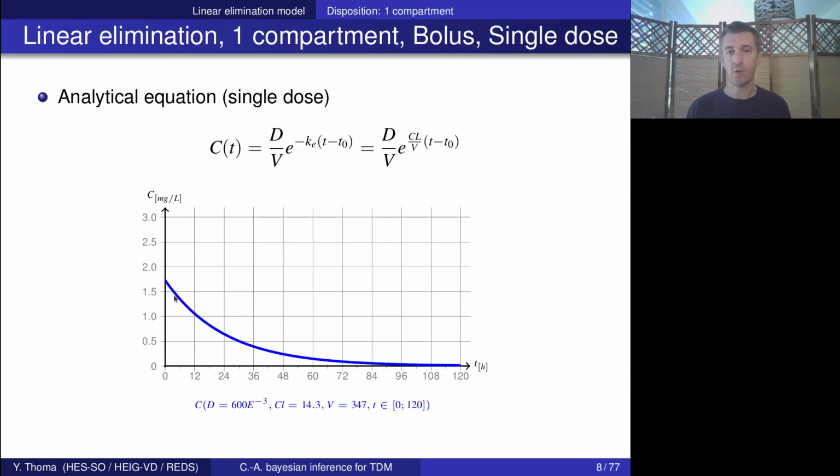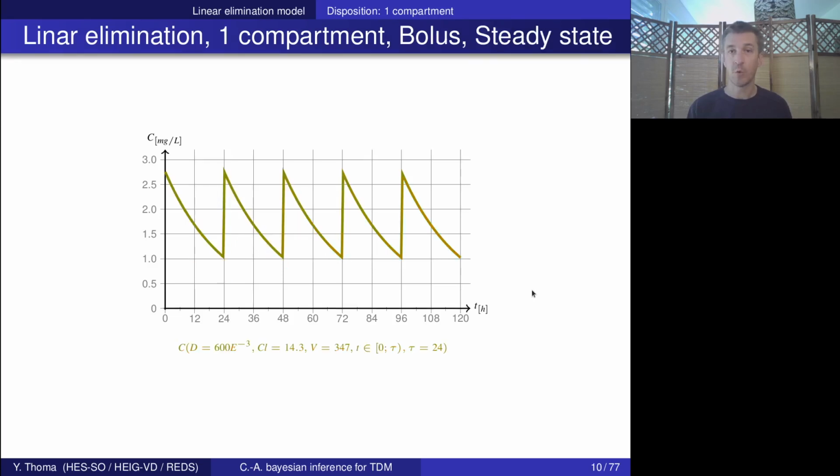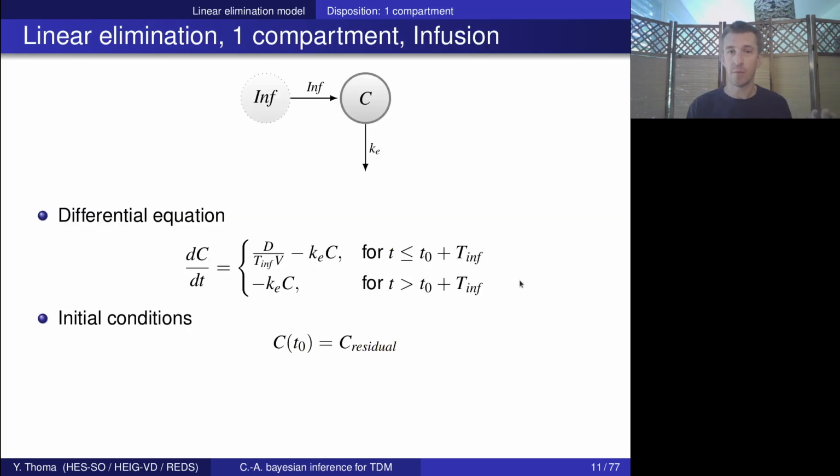For a single dose, we'll have a decrease like this, more or less. If we take multiple doses, then we will accumulate a bit. And we see that quite rapidly we attain a certain steady state, which should arrive quite rapidly depending on the drug, but typically after 5 doses, 5 intakes, for instance. And so here we attain this steady state. That's the example of just a linear elimination with one compartment for the bolus.